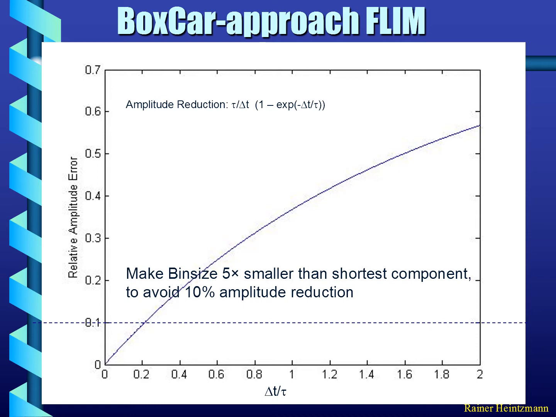So the recommended bin size, therefore, is a box size 5-fold smaller than the shortest component of the lifetime, which of course means that your efficiency is rather low, because you are most of the time discarding most of the photons.